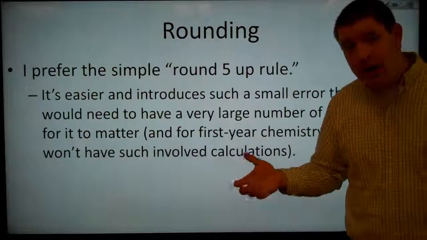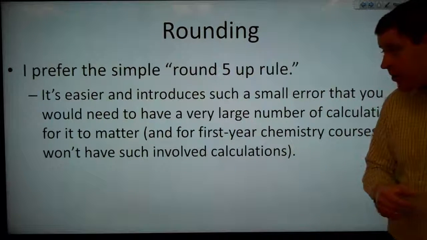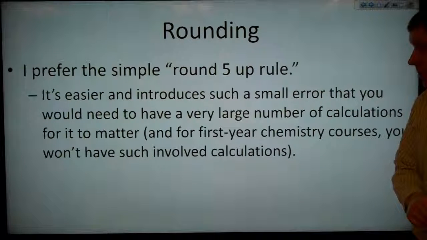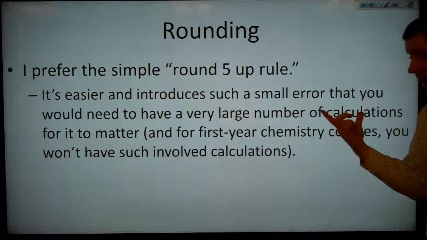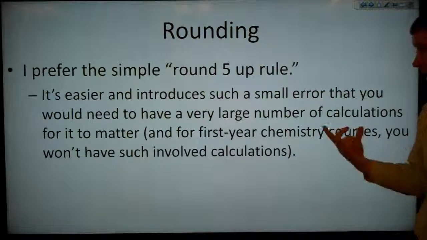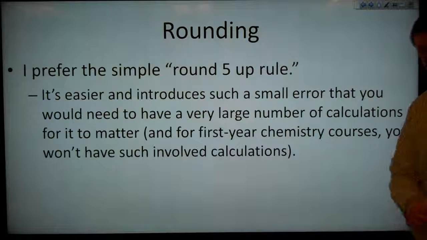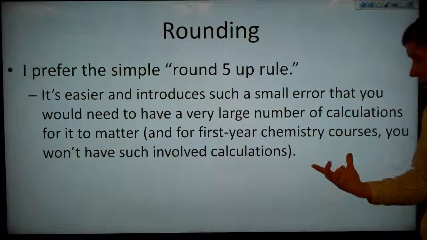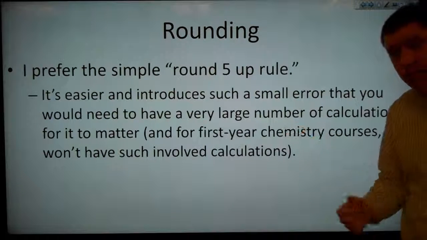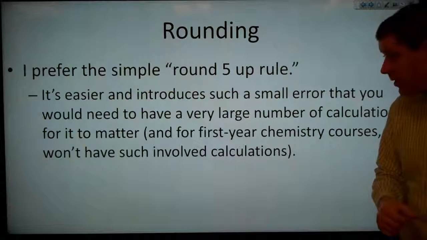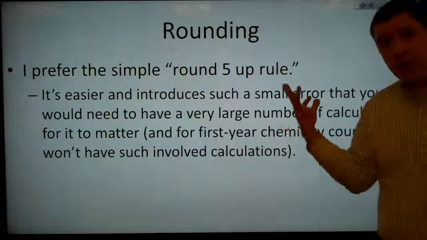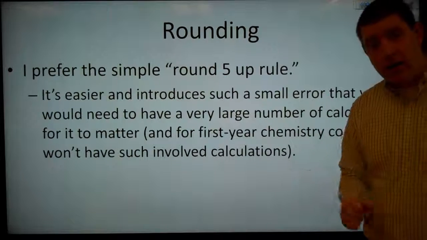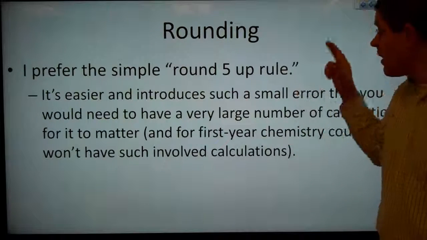It's easier. It does introduce some slight rounding errors, but in general, it includes such a small amount of error that you need to have a very large number of calculations for this rounding to matter. And generally for first year chemistry courses, you don't have that involved in calculations. The other possibility is that you don't have very many sig figs, and if that's the case, then you really ought to get better measurements in your data.